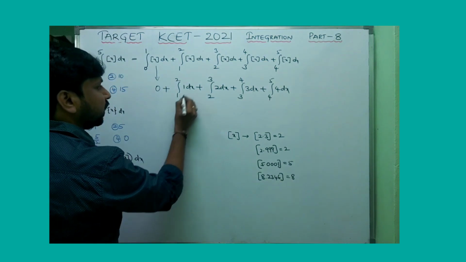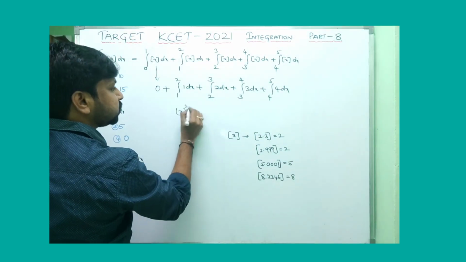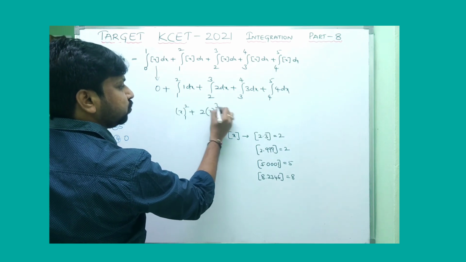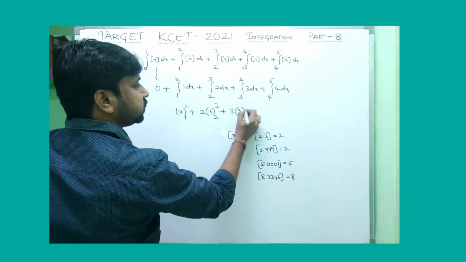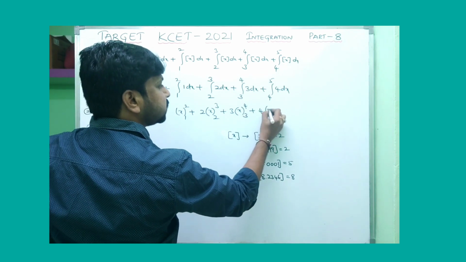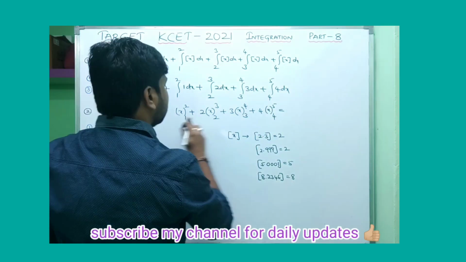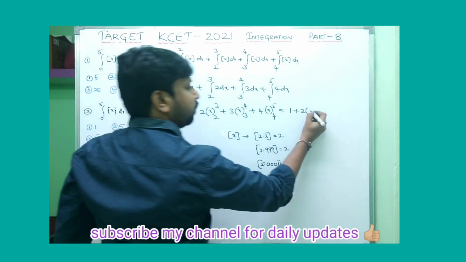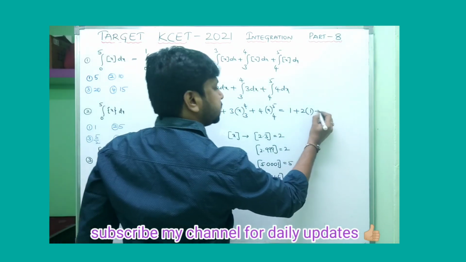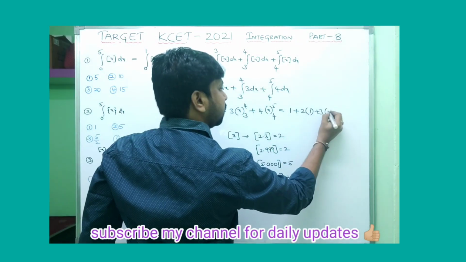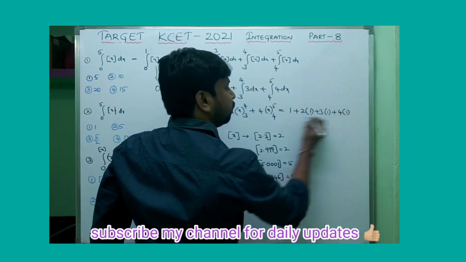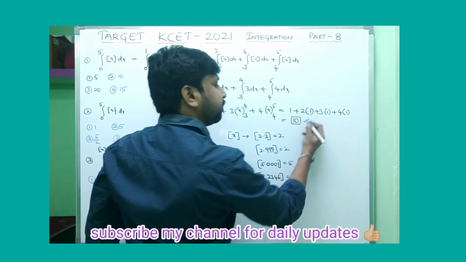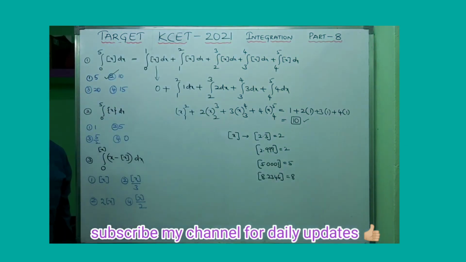Then if you simplify, you are getting integral 1 dx, which is x between the limits 1 to 2, plus 2 outside, integral 1 dx, x between the limits 2 to 3, plus 3 into x between the limits 3 to 4, plus 4 into x between the limits 4 to 5. If you simplify, you are getting 2 minus 1, which is 1, plus 2 into 3 minus 2, which is 1, upper limit minus lower limit, plus 3 into 4 minus 3, which is 1, plus 4 into 5 minus 4, which is 1. 1 plus 2 plus 3 plus 4 gives 10. 10 is your answer, friends. So the second option is the correct answer.